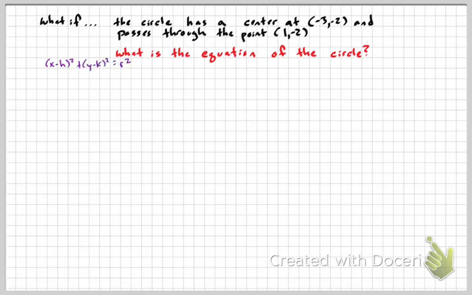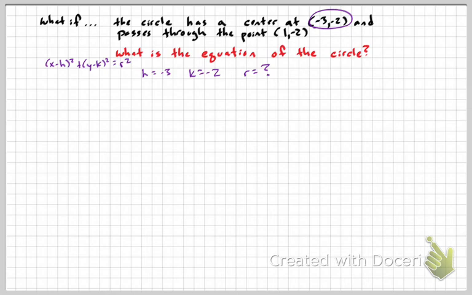First thing we need is the center. So we know that our center is at negative 3, negative 2, right? So my h is negative 3, my k is negative 2. But what we don't know is the radius. And in order to find the radius, there's a couple different options. You could plot this out and you could count it.